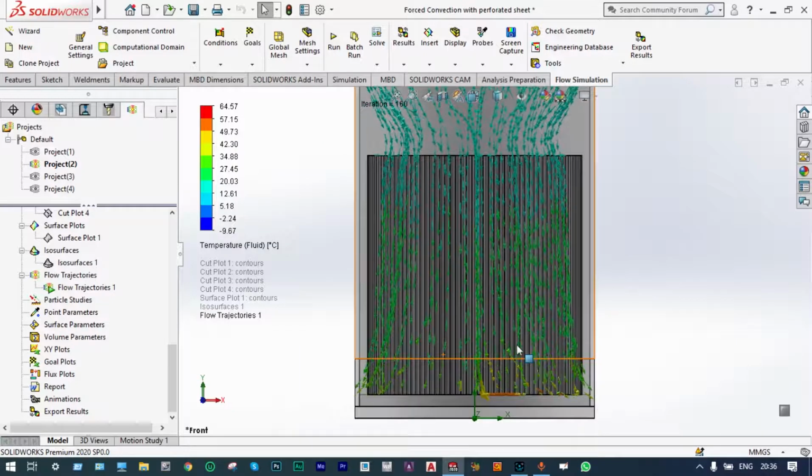So it is clearly visible that forced air by the fan is cooling these heated fins, and finally after cooling these things, the air particles are moving out from the perforated plates at the side walls.